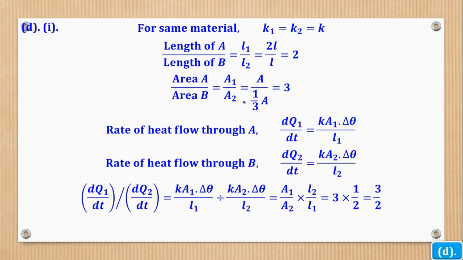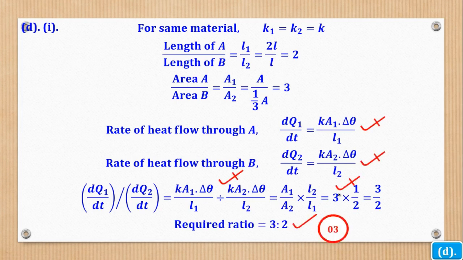So here we already know from the question that A1 over A2 is 3. And we know that L1 over L2 is 2, therefore L2 over L1 will be a half. When I multiply these two, I'll come up with 3 over 2. Therefore the required ratio is 3 to 2. And that is how marks would be awarded.